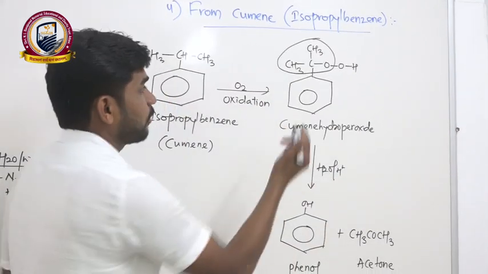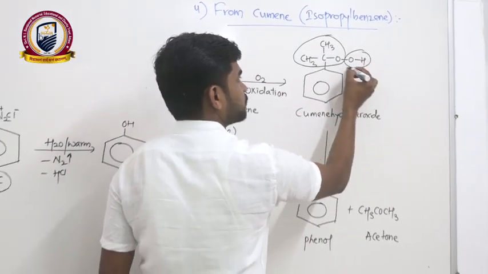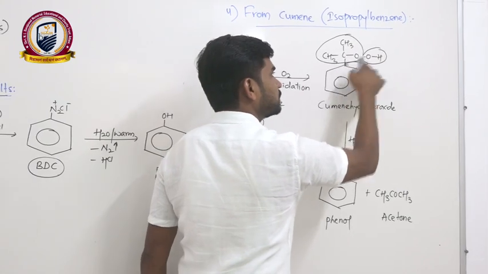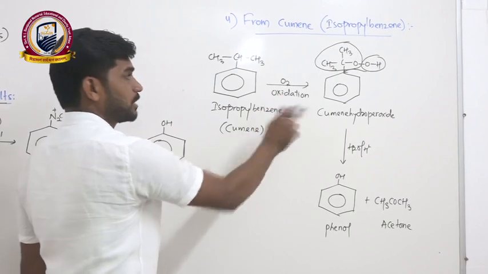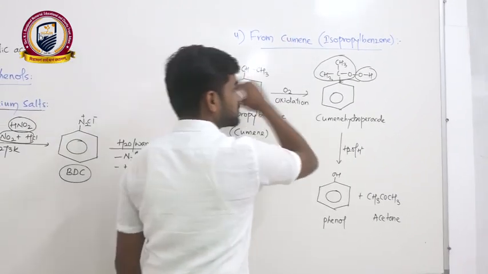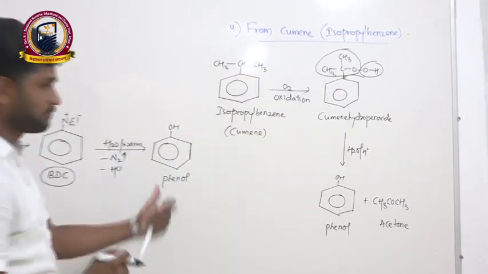And the OH group attaches to this carbon atom. Therefore this compound becomes phenol. And this method is the preparation of phenol from cumene. So this is one of the important methods in this chapter.